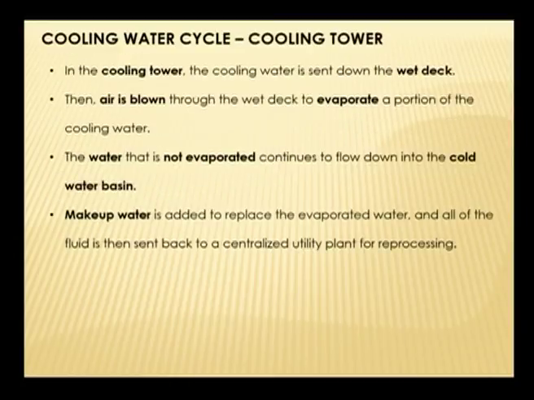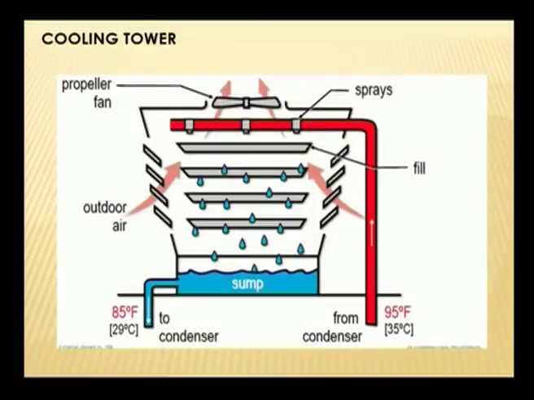So, let us look at the cooling tower, how it functions. In the cooling tower, the cooling water is sent down to the wet deck. The air is blown through the wet deck to evaporate a portion of the cooling water. The water that is not evaporated continues to flow down into the cold water basin, and additionally makeup water is added to replace the evaporated water, and all of the fluid is then sent back to the centralized utility plant for reprocessing. So, let us look at a sketch of a cooling tower.